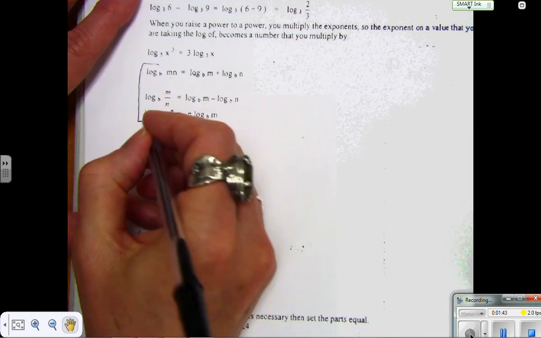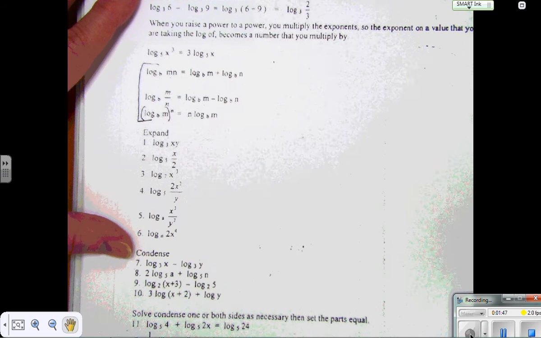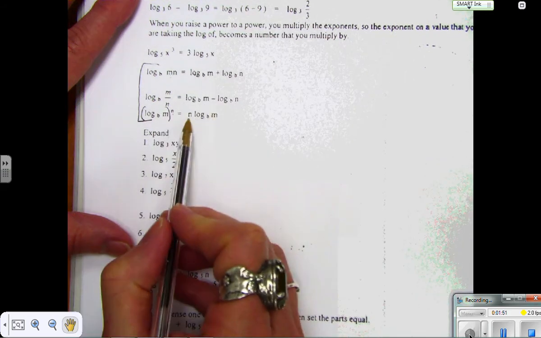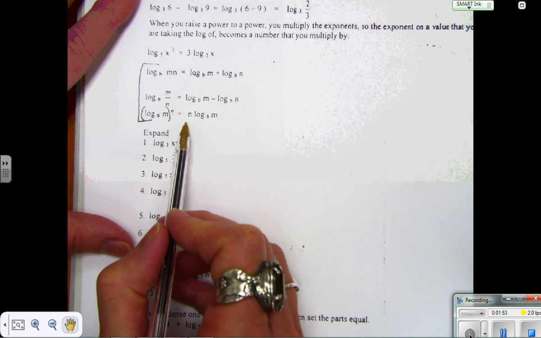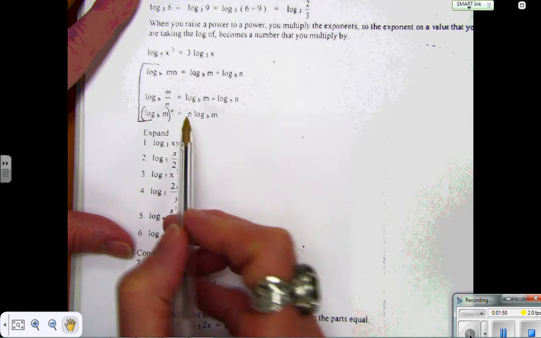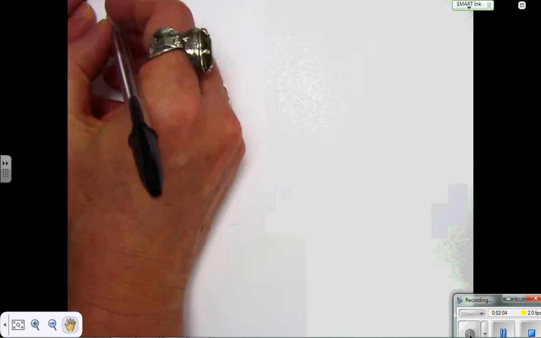Well, a logarithm is an exponent. Log base b of m is an exponent, and it's being raised to a power of n. So you're just going to put the n in front and multiply the exponents together. Any questions? All right, so let's do some examples. We'll do some easy ones first, and then we'll get into some harder ones.